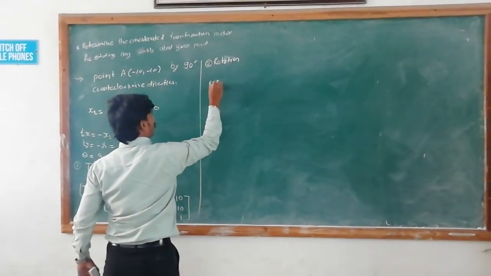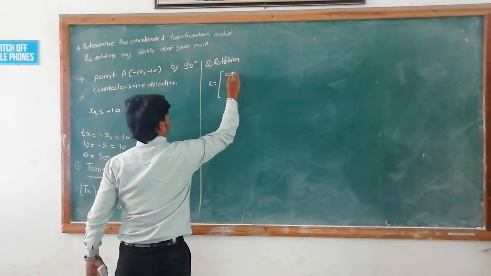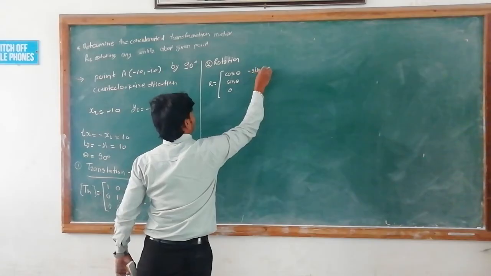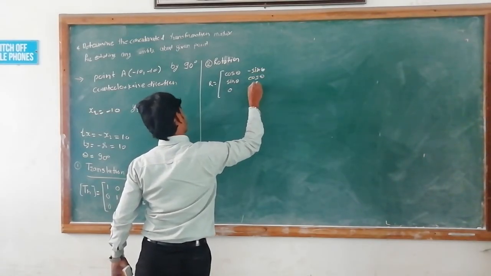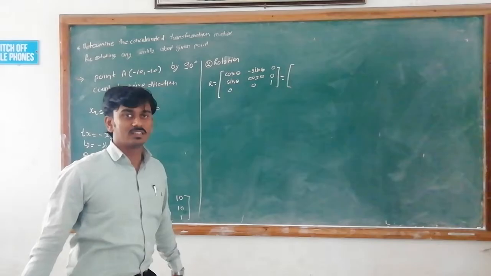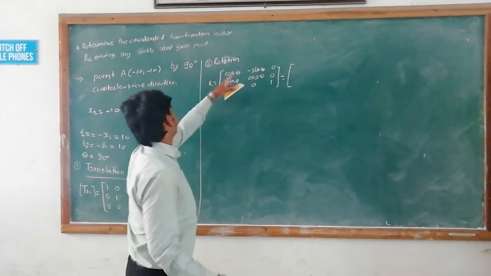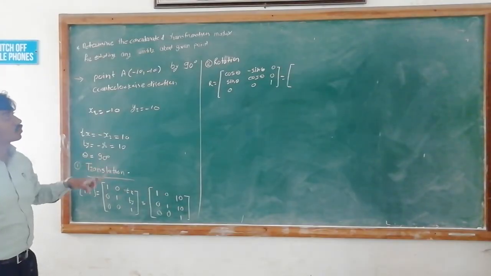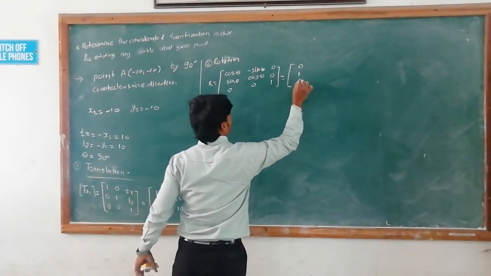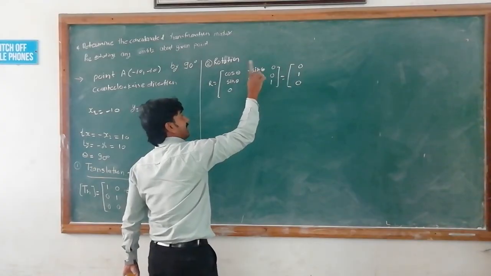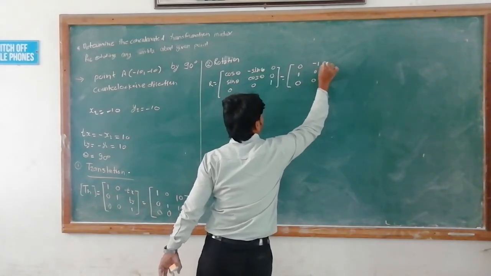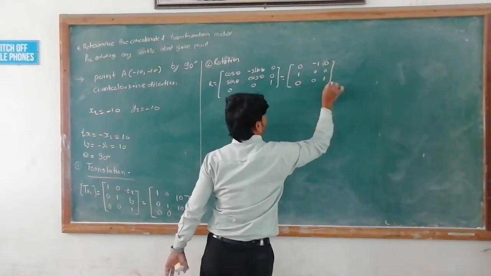Rotation. So R is equal to cos theta, sin theta, 0; minus sin theta, cos theta, 0; 0, 0, 1. Theta is equal to 90, so cos 90 is equal to 0 and sin 90 is equal to 1. So R is equal to 0, 1, 0; minus 1, 0, 0; 0, 0, 1. So this is our rotational matrix.